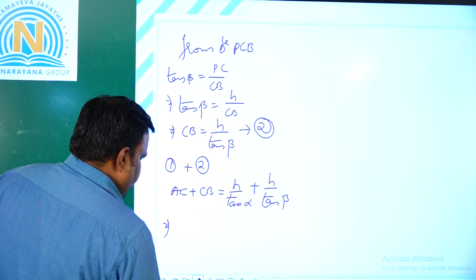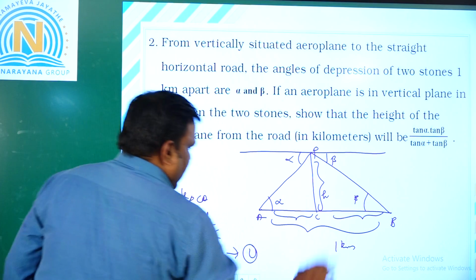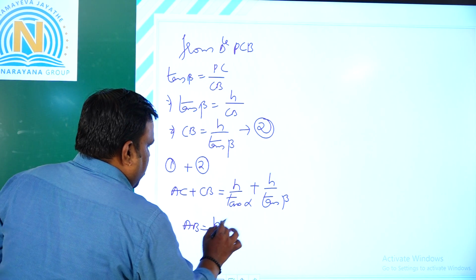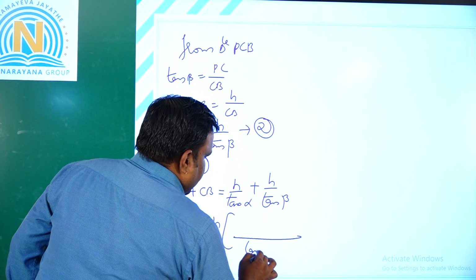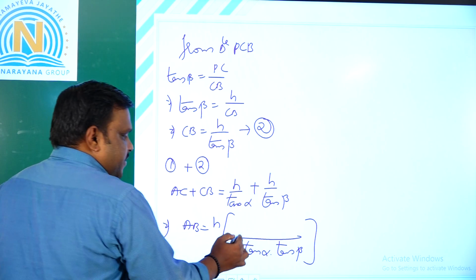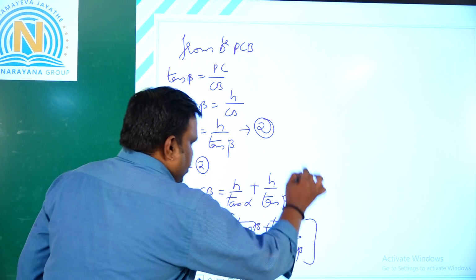Now AC plus CB, if you observe the figure correctly, is nothing but AB. So from this, AB is equal to, take out H common and take the LCM. It will be tan alpha into tan beta as the LCM part. So this will be the simplification. I will be left with tan beta plus tan alpha in the numerator.